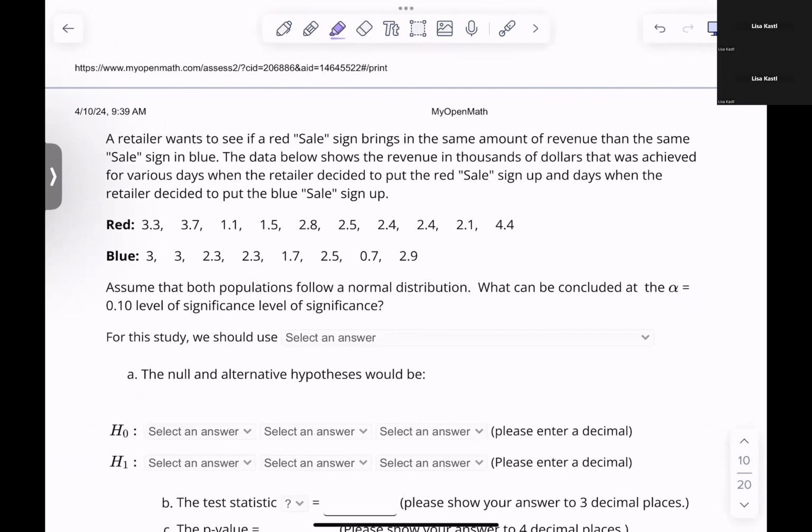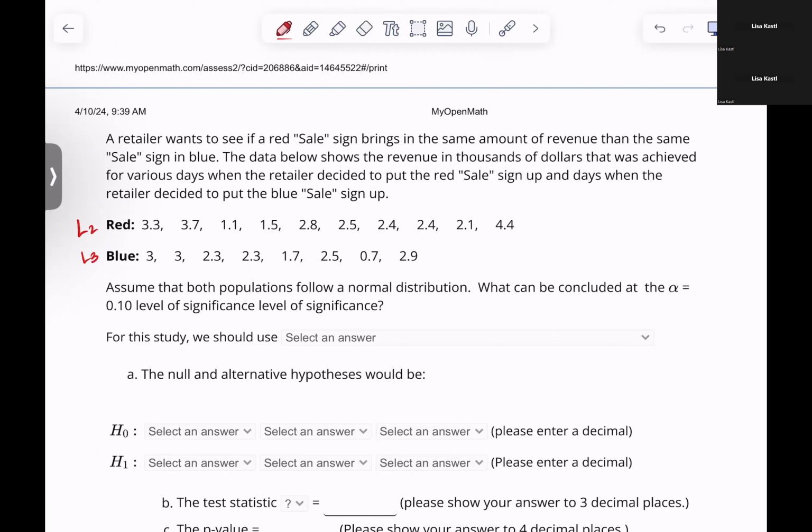I'm going to have to put data in. A retailer wants to see if a red sale sign brings in the same amount of revenue as the same sale sign in blue. The data below shows the revenue in thousands of dollars that was achieved for various days when the retailer put up a red sale sign, and days when the retailer put up a blue sale sign. So I put this in L2, and this in L3. You can put it wherever you want to.